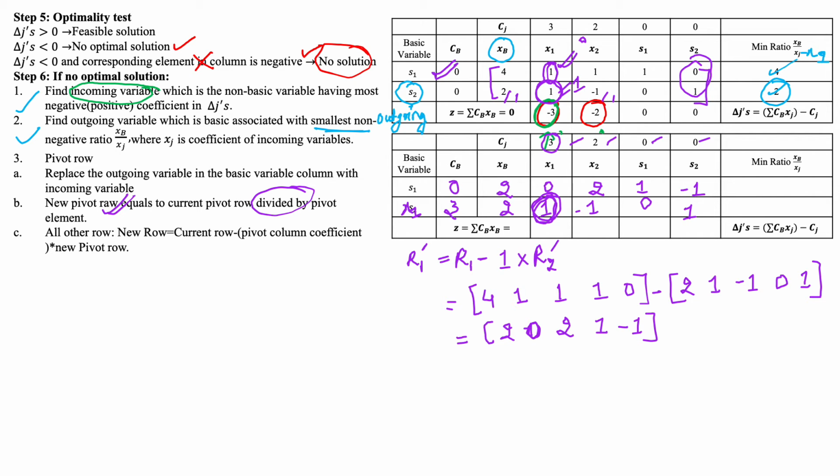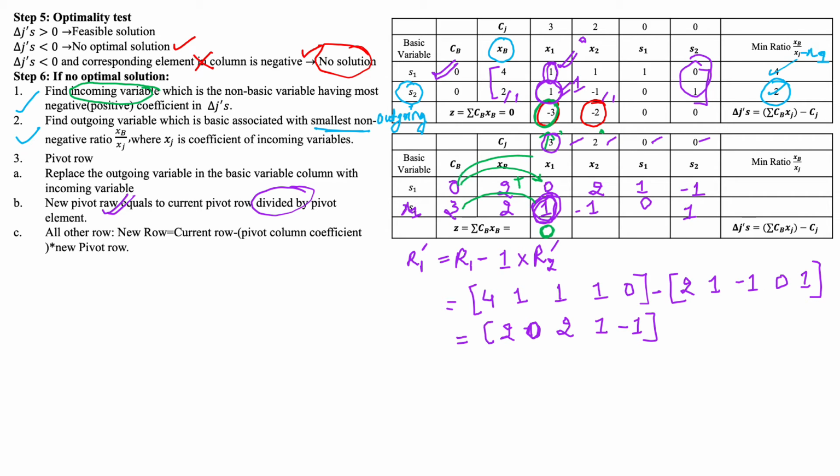So now this is my new table. Again I have to check delta j's. So how am I going to check it? 0 into 0, I will multiply here and again multiply here and add them. 0 into 0 is 0, 3 into 1 is 3, minus cj, that is 3. So this element will become 0.